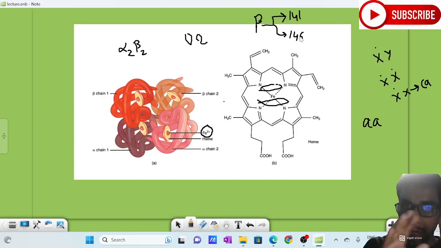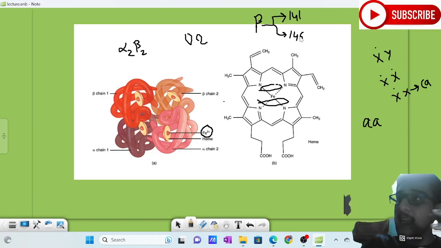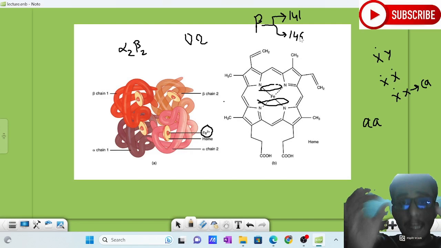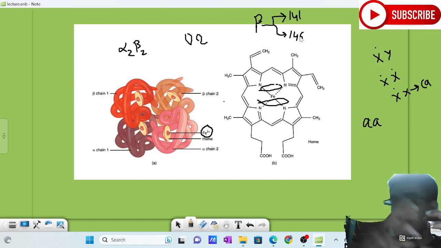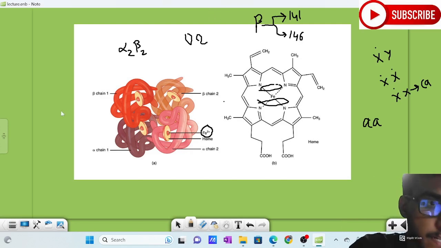Due to this mutation, the hydrophobic valine interacts with the other hydrophobic amino acids near it. I said beta has 146 amino acids, alpha has 141 amino acids, and thus the mutated amino acid, valine, interacts with the other amino acids, and they form a hydrophobic chain and clump together. They will form a sickle-shaped structure inside the RBC. So the cell will also become sickle shaped. Sickle means this is the condition.